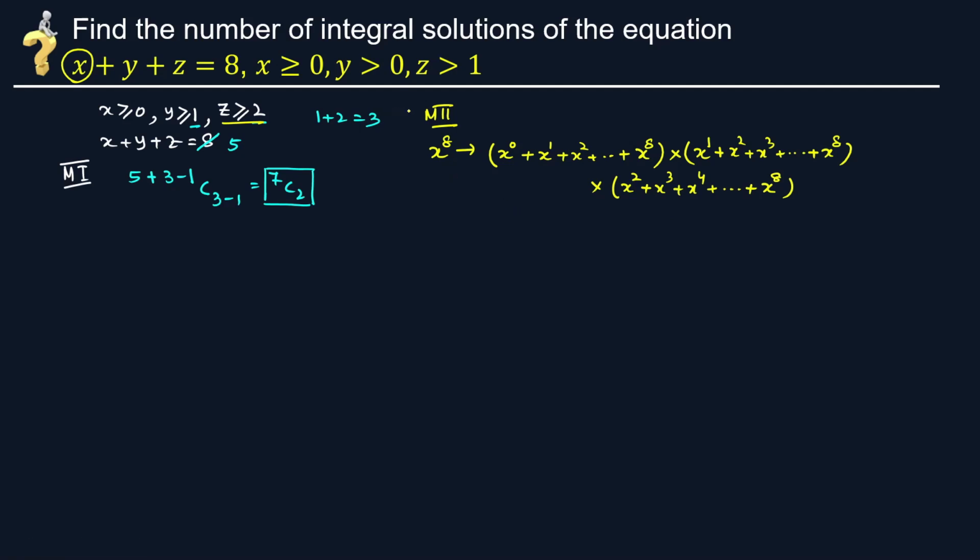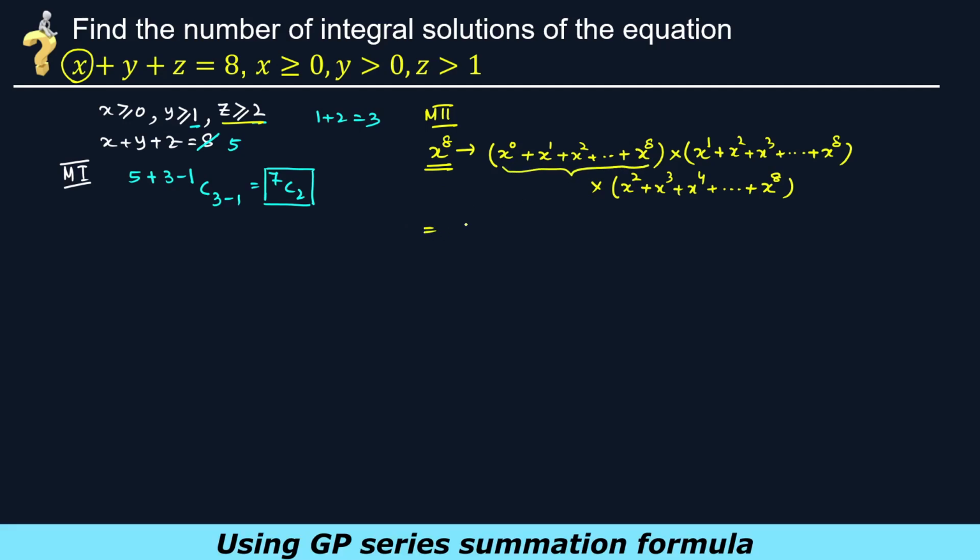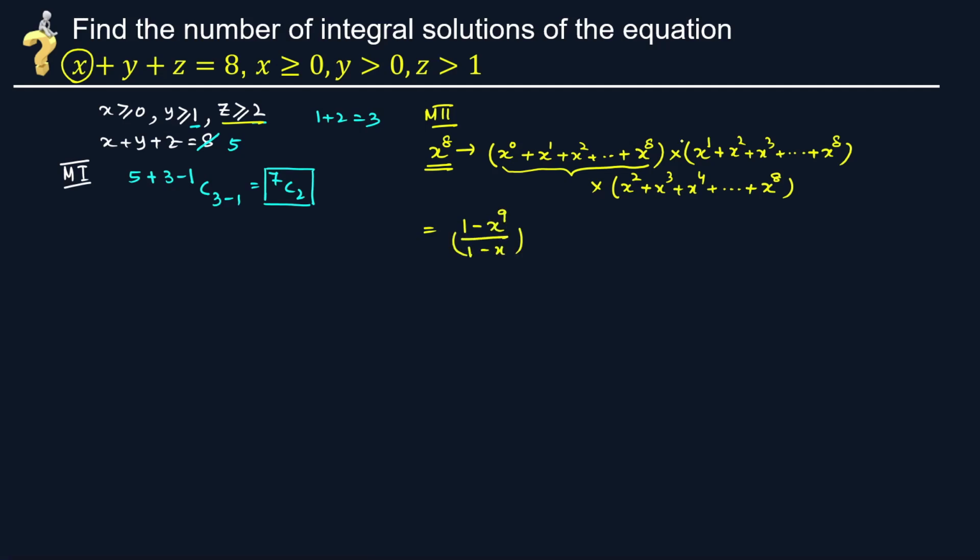Therefore, the total number of integral solutions for the given equation with the given condition will be the coefficient of x to the power 8 in this expansion. So let me try to solve this. This is actually a GP series, so I will write this as (1 minus x to the power 9) divided by (1 minus x). Now let me take one x common from here. So we are left with 1 plus x square plus up to x to the power 7. And from here, let me take x square common. So we are left with 1 plus x plus up to x to the power 6. Am I correct?